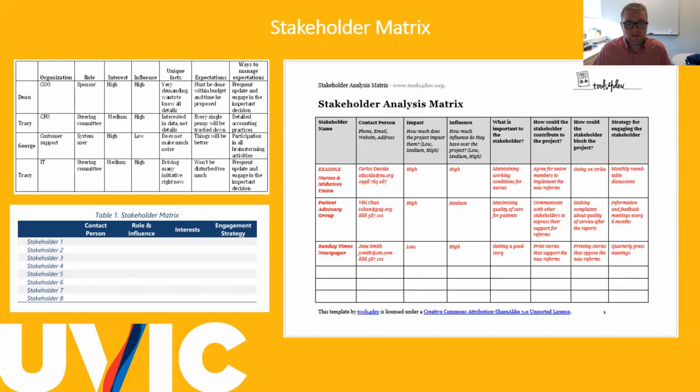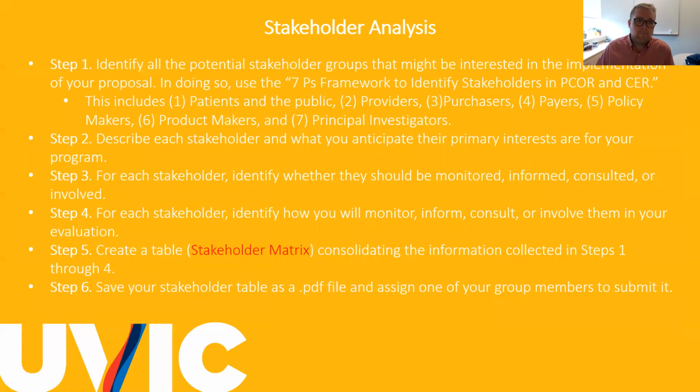And so a stakeholder matrix, again, you'll create this stakeholder matrix as part of this week's assignment, and that'll be the capstone project for this week. In doing so, I want you to use the 7 P's framework to try to identify the patients, the public, the providers, the purchasers, payers, policymakers, product makers, and principal investigators or sponsors of your project. You can even include a column that says which of those they are. Are they a provider, are they a purchaser, are they a payer? That's certainly very helpful because in step 5, you consolidate steps 1 through 4. So that's a good way to show that you've done step 1.